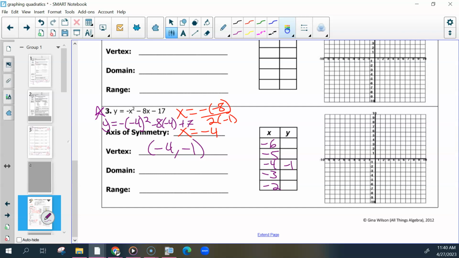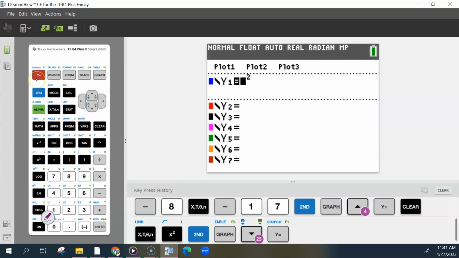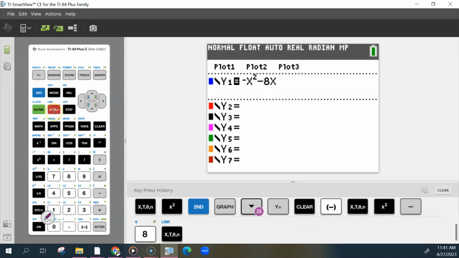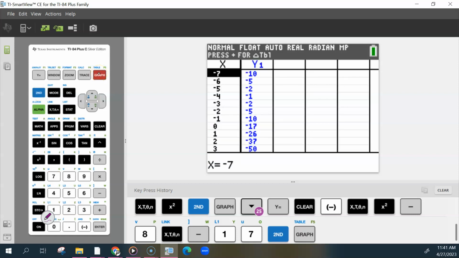And then we could put each of these in here, but that would be time consuming, so we're going to just put this in the calculator. So negative x squared minus 8x minus 17, is that what it says? Yes, let's stick it. And then go into your table, second graph. We said the vertex was negative 4, negative 1, so go ahead and fill out your table.